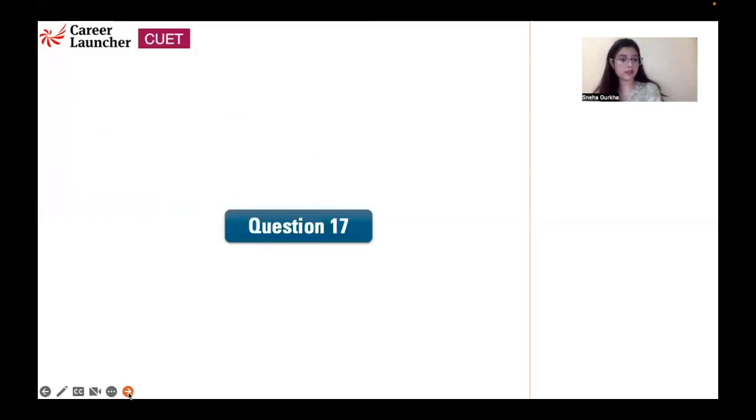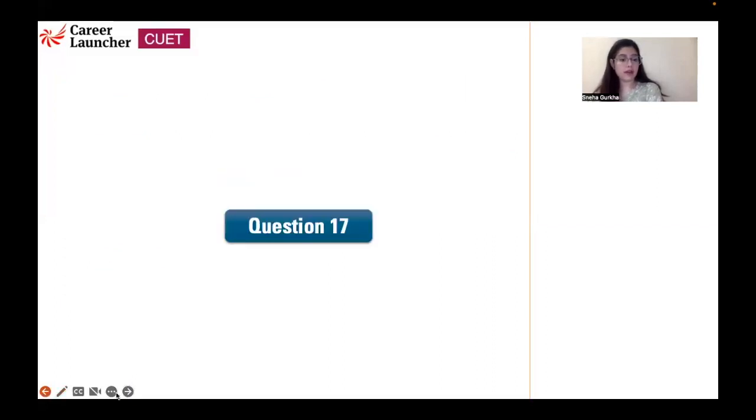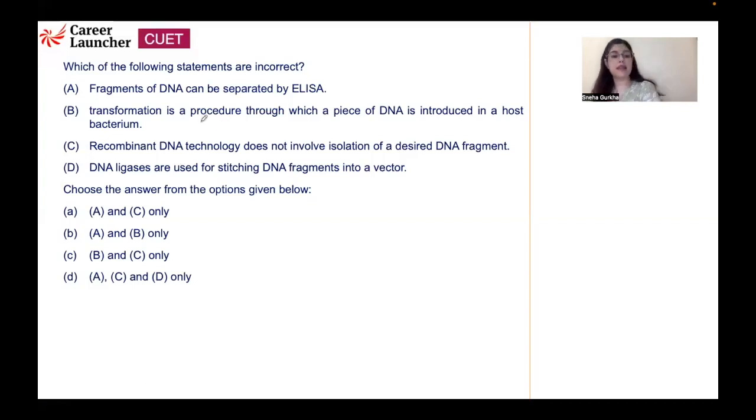Next, which of the following statements are incorrect? So we have to select the incorrect statements. Fragments of DNA can be separated by ELISA. ELISA is not used for the separation of DNA. It is a method of molecular diagnosis of various diseases.